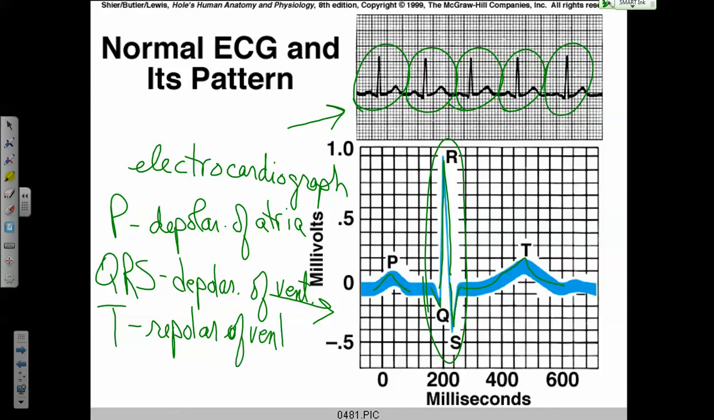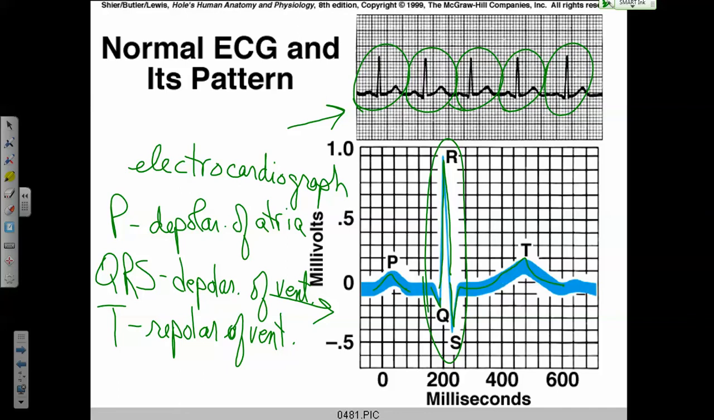Okay, so what's missing in this picture? If you have depolarization of the atria, depolarization of the ventricles, and repolarization of the ventricles, what's missing? Repolarization of the atria. It occurs, but it occurs at the time that the ventricles are depolarizing, and that deflection overrides the deflection on the recording.